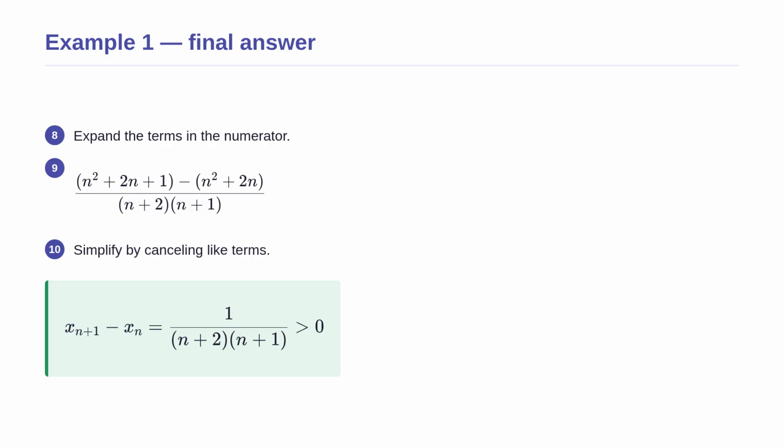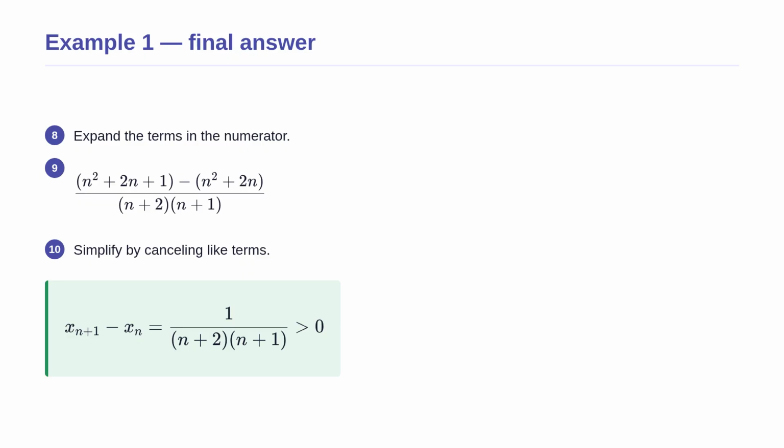Now for the final steps of our first example. We need to expand the terms in the numerator. We multiply out the first part to get a quadratic expression and distribute the n into the second part. Notice that the squared terms and the linear terms cancel each other out perfectly. This massive simplification leaves us with a very clean fraction, 1 divided by the product of n plus 2 and n plus 1.